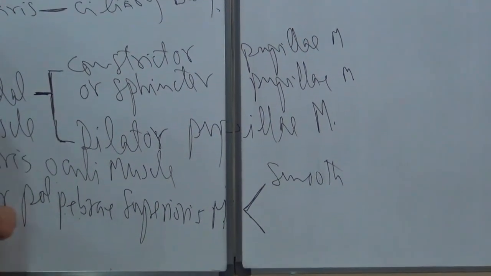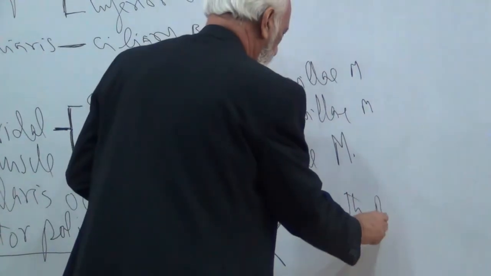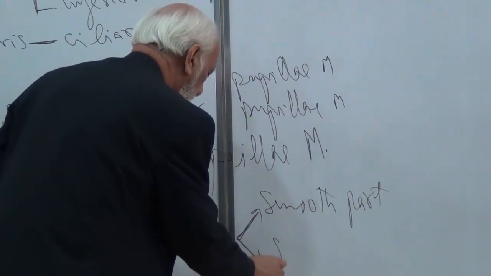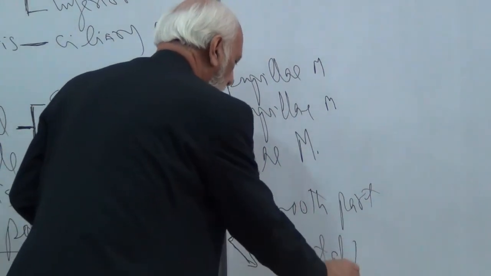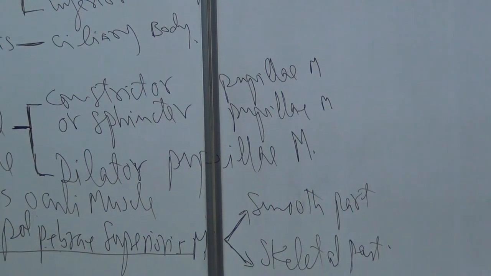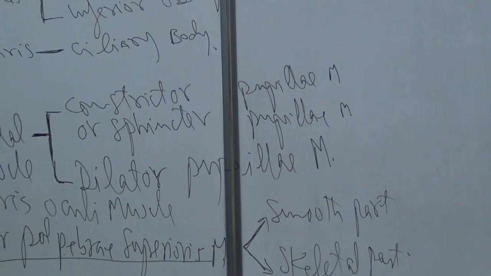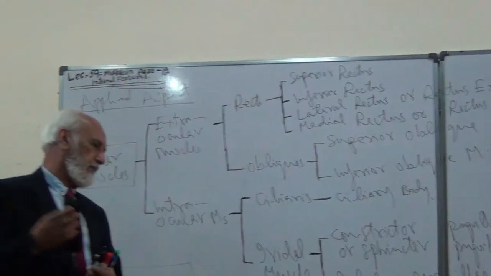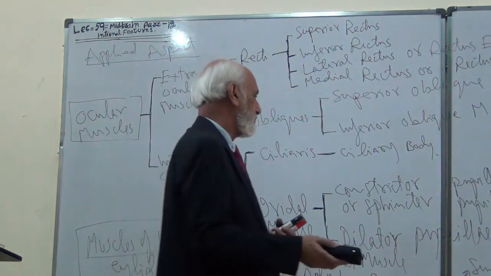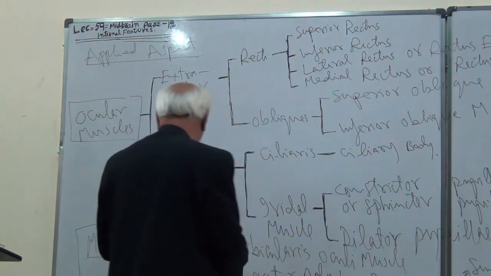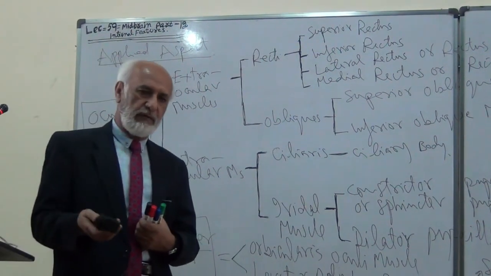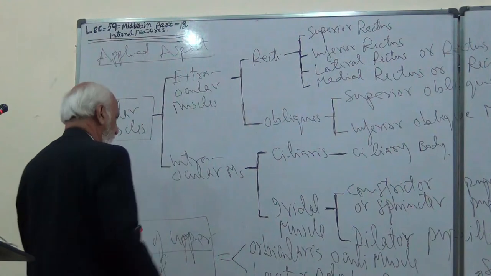Levator palpebrae superioris muscle comprises of smooth part or involuntary part and voluntary part or skeletal. Two parts of the levator palpebrae, one innervated by autonomic nervous system, that is the smooth and involuntary part, the other is the skeletal voluntary part. So these are muscles of the eyeball, extrinsic and intrinsic, and at the same time, because the levator palpebrae superioris muscle of the upper eyelid is also innervated by oculomotor nerve, so we include this muscle also.